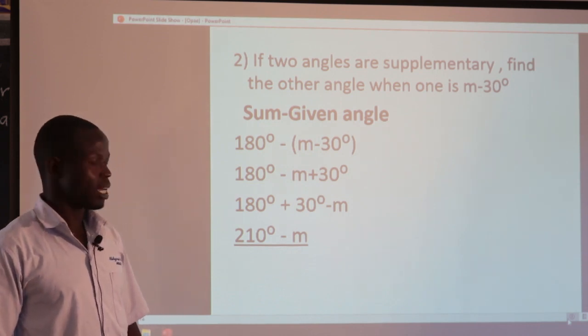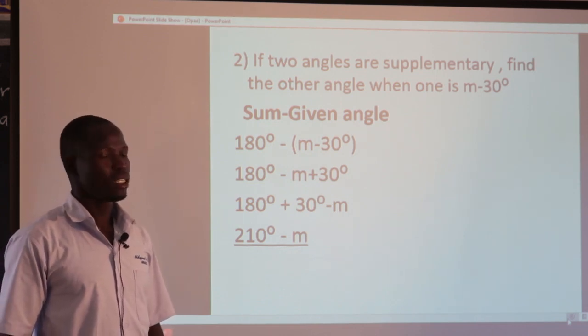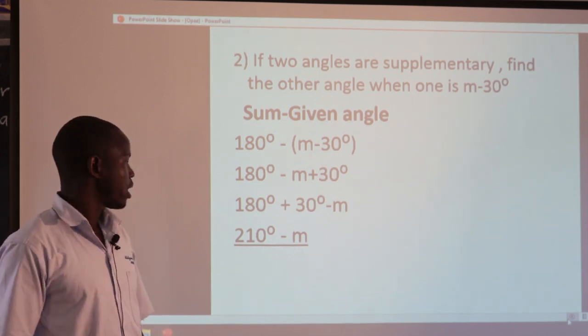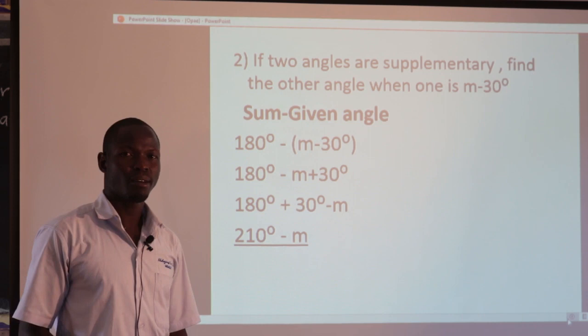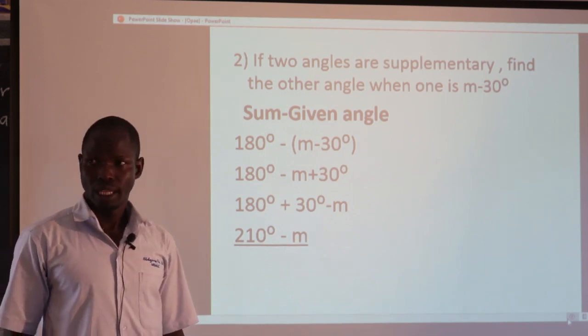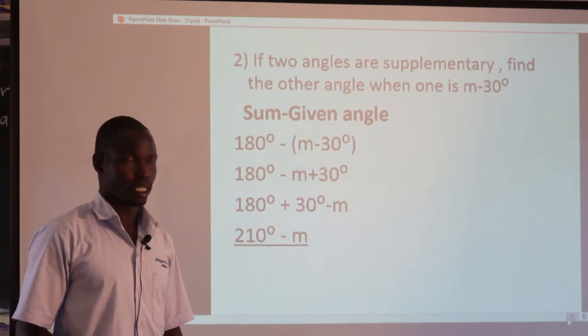Again, when you look at that answer, and you look at the question, in the question we have m minus 30 degrees. In the answer we have 210 degrees minus m. They are also having the same characteristic. So that is our concept of finding supplements.